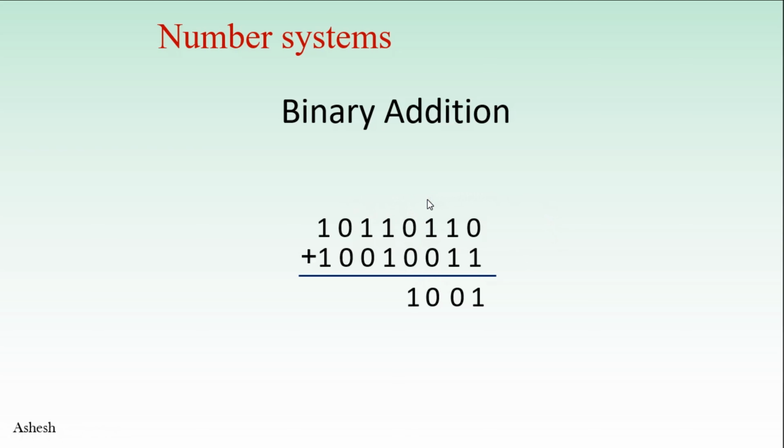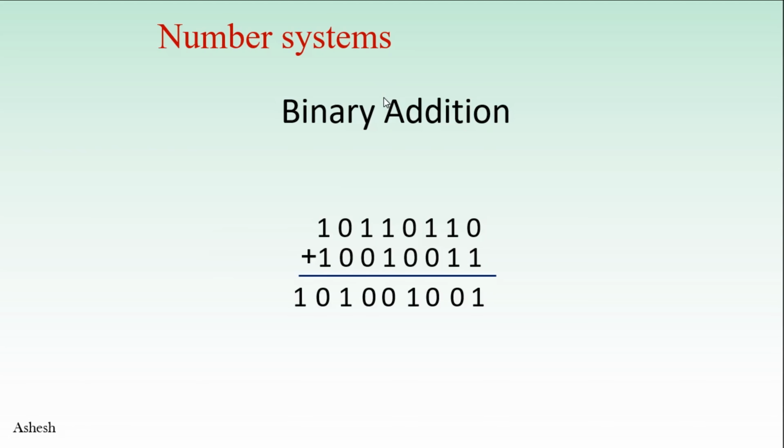We have no carry. 1 plus 1 is 0. We have carry 1, and 1 plus 0 is 1, and that 1 plus carry 1 is 10. We write down 0. We have carry 1. 0 plus 0 is 0. 0 plus 1, 1. We have no carry. 1 plus 1, 10.